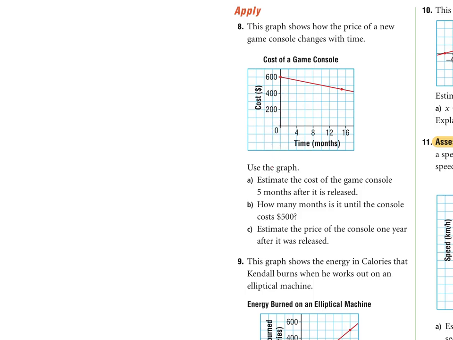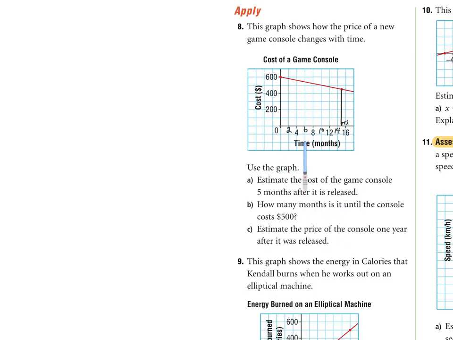And then just to help fill this in a little bit more, this here would be 2, 4, 6, 8, 10, 12, 14, 16. And if I want to just match this line right here down to here, this is at 15 right here on our x-axis. That's 15, because it's halfway between 14 and 16. Okay. So A asks us, estimate the cost of the game console 5 months after it is released.